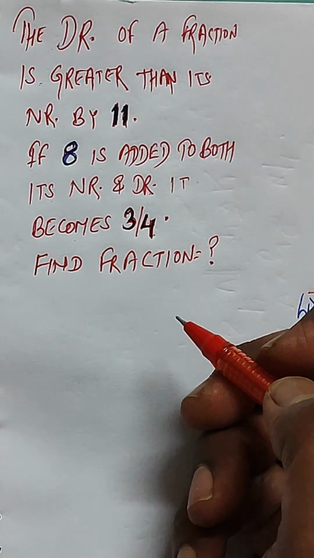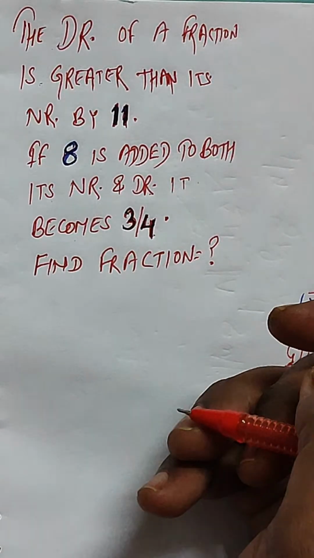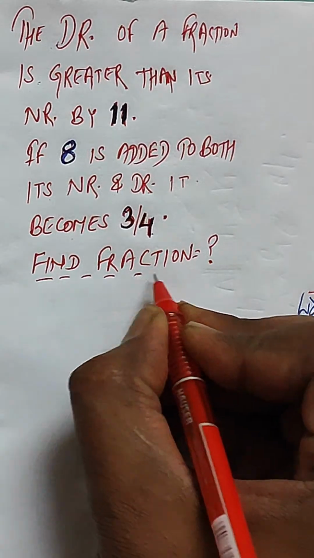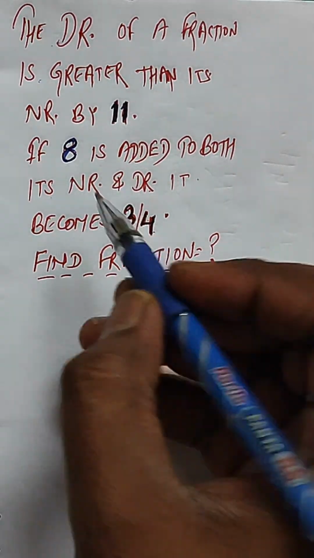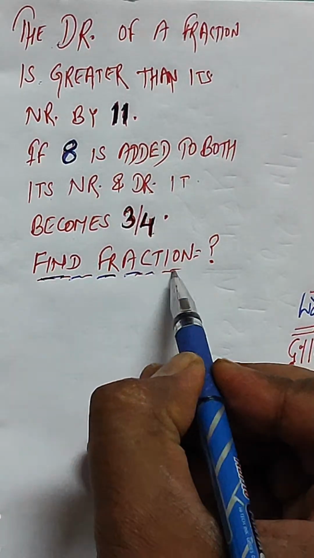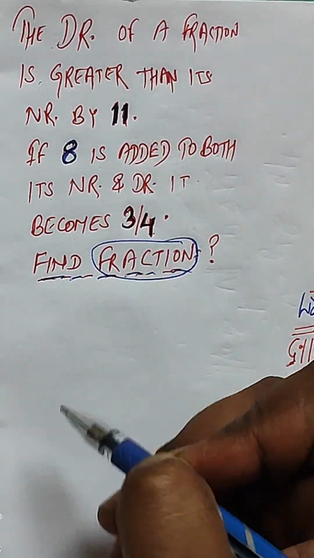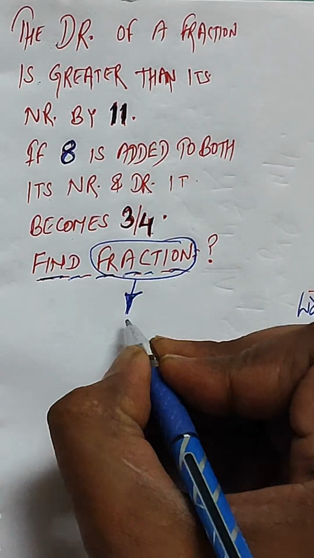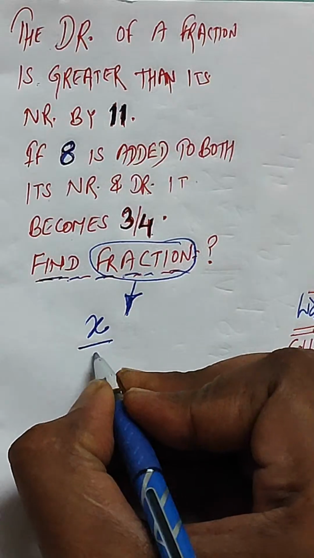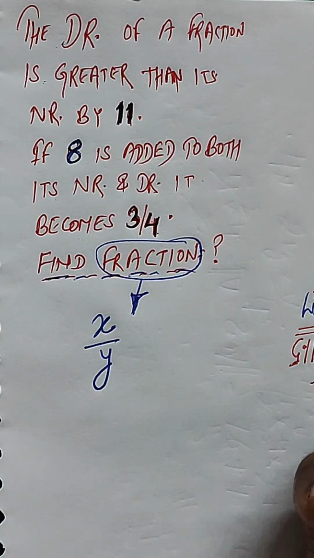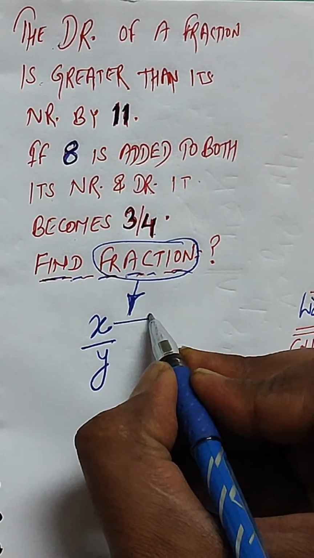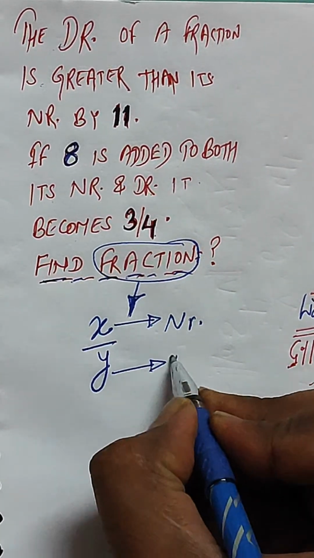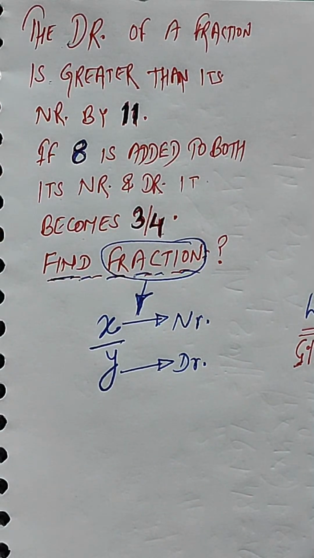So students, do one thing. Let us assume the fraction. Since we need to find the fraction, why don't you assume the fraction as x by y, right? Where x is the numerator and y is the denominator, right?